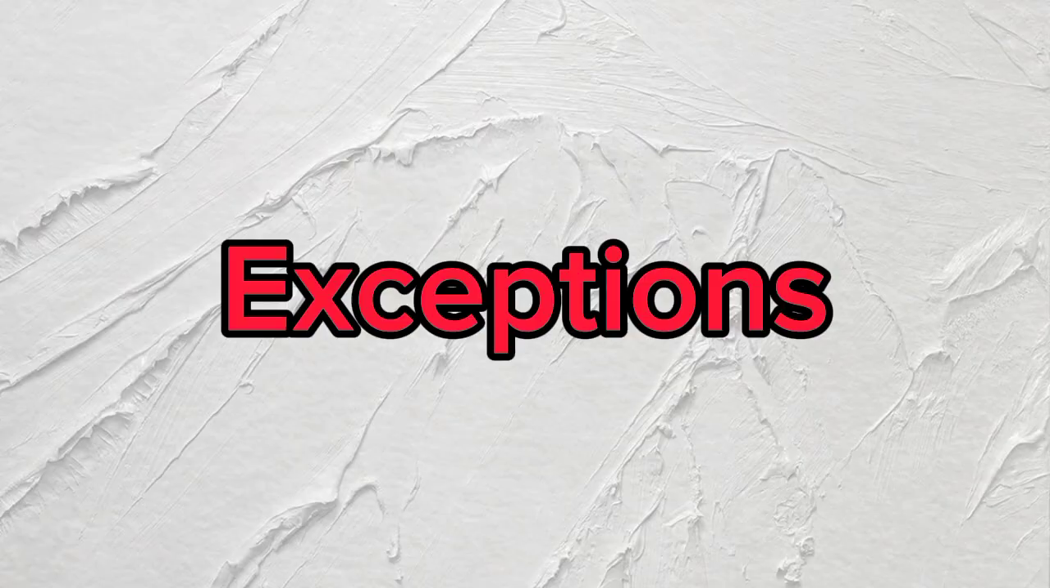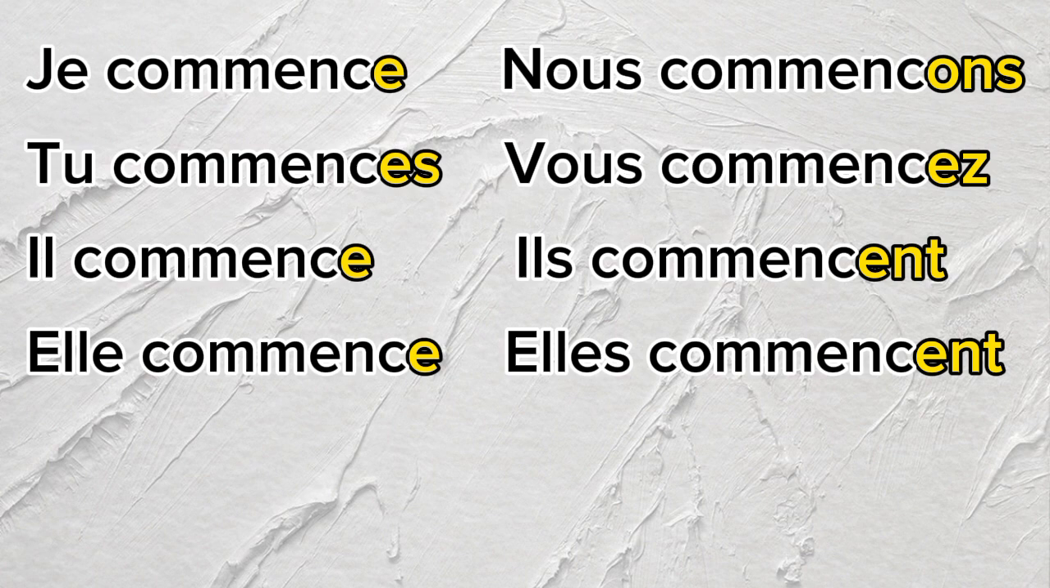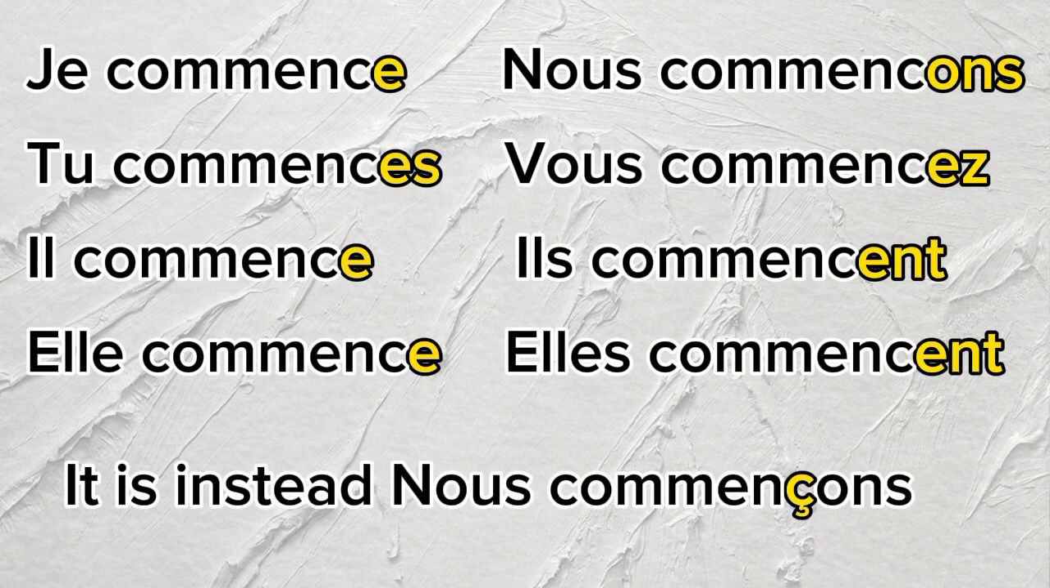So, there are exceptions to this conjugation pattern. And the first one we are going to see is the verbs that end with cer. Example, commencer. Je commence. Tu commences. Il ou elle commence. Nous commençons. Vous commencez. Ils ou elles commencent.